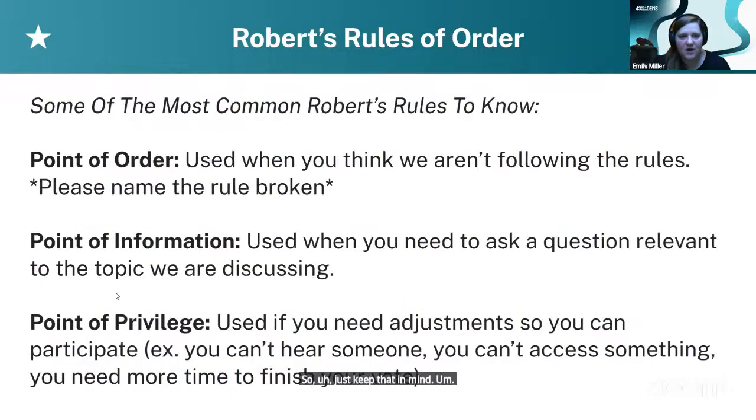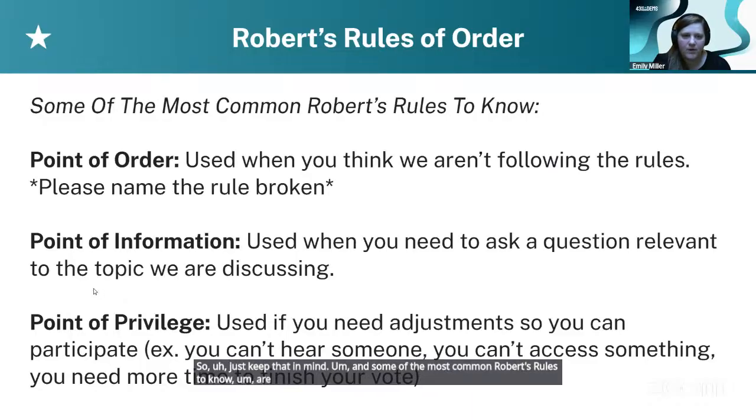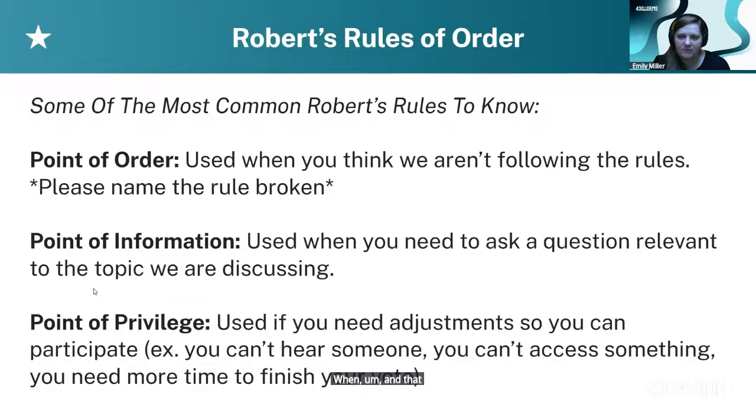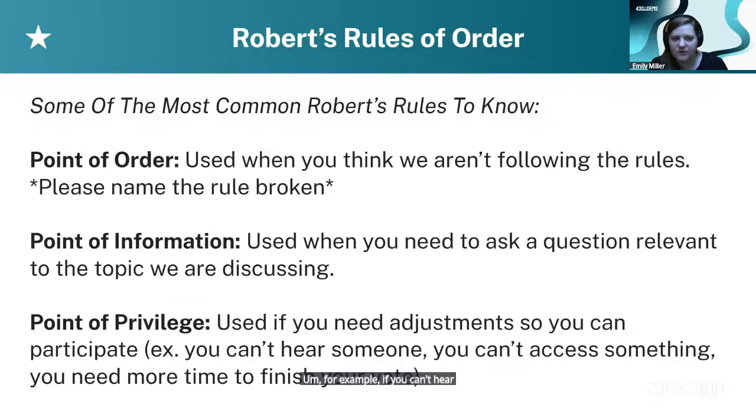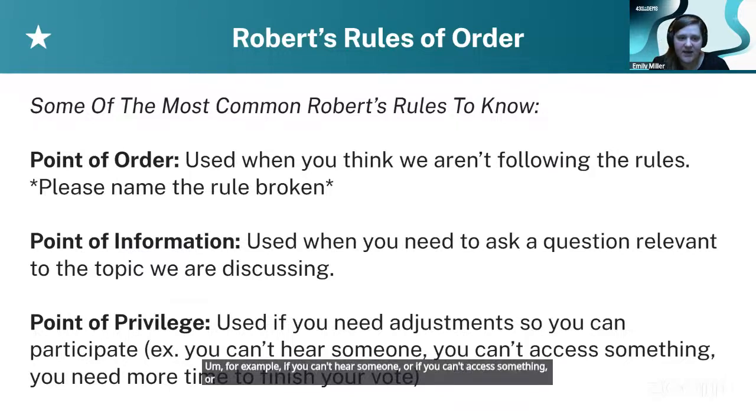Some of the most common Robert's rules to know are point of order, and that could be when you think that we're not following the rules or a rule is broken. Point of information is used to ask a relevant question to a topic we're discussing. And point of privilege is used if you need to make any adjustments so you can participate. For example, if you can't hear someone, or if you can't access something, or if you need more time to finish your vote, please don't hesitate to raise a point of privilege.